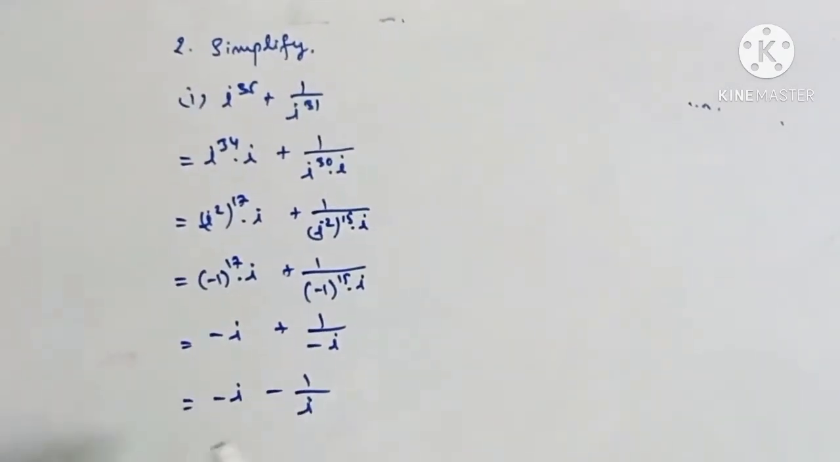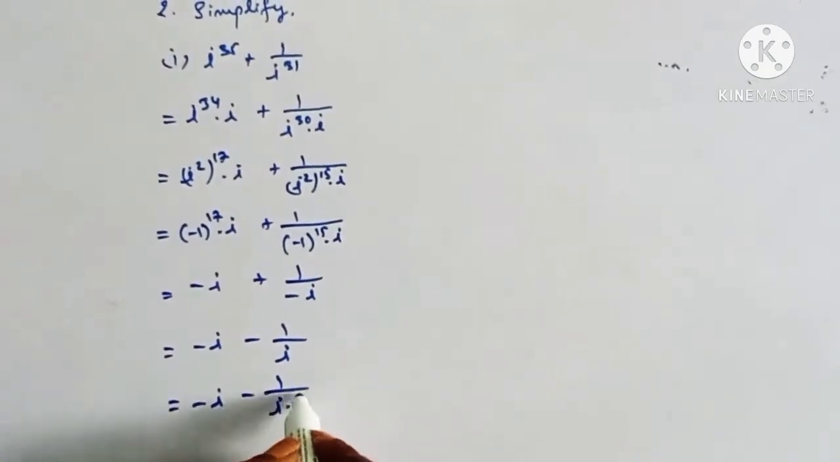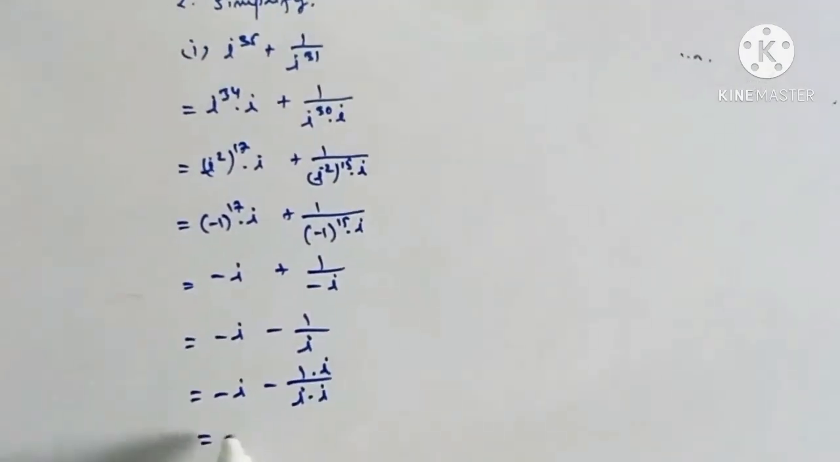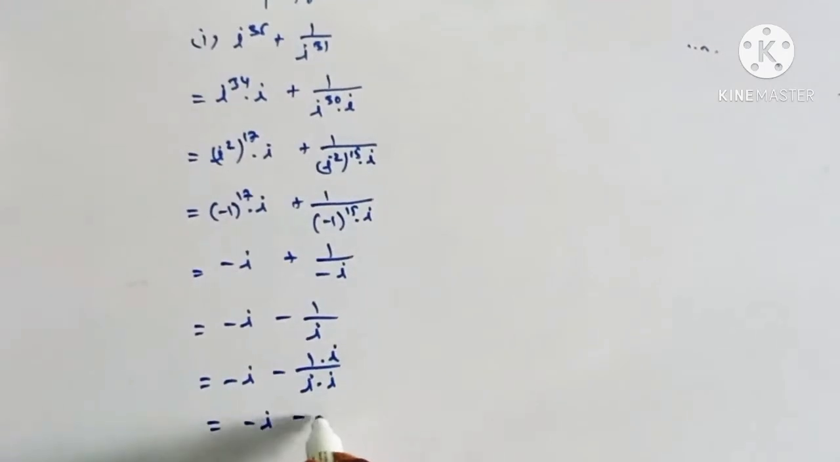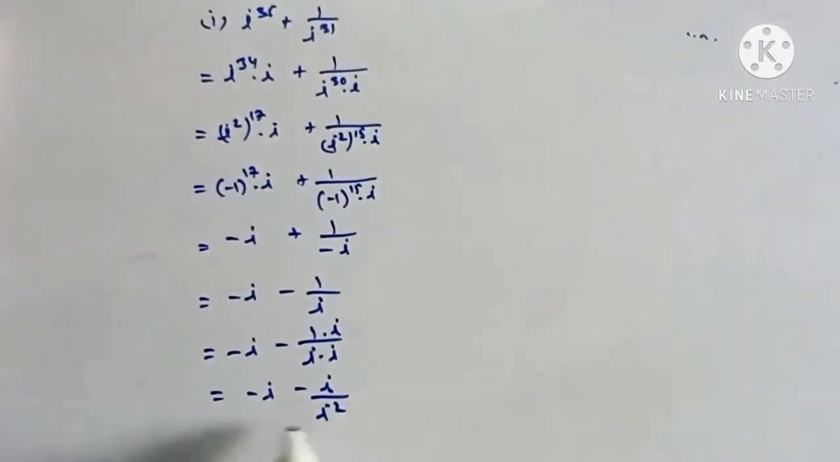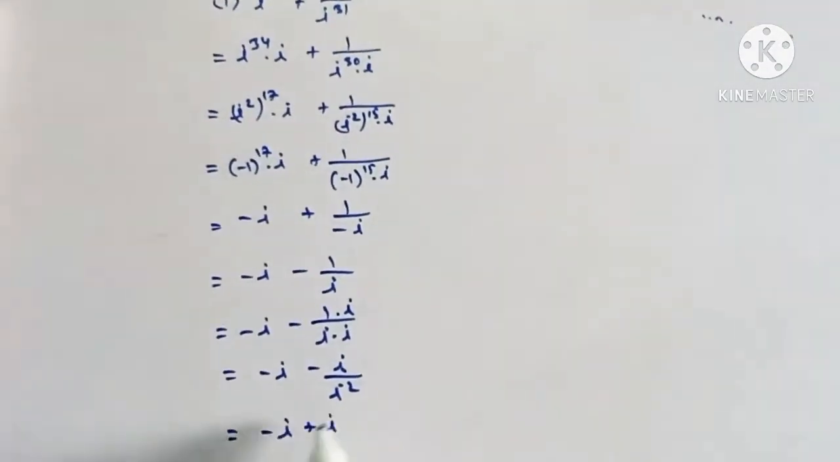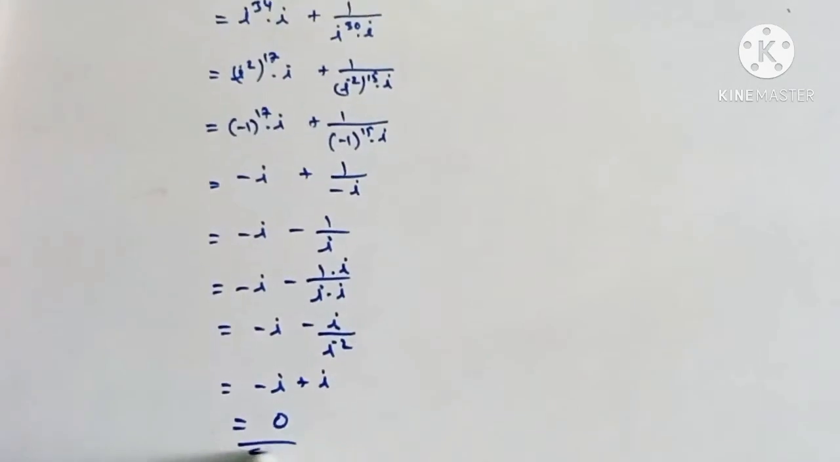We have to rationalize this. Minus i into i into i. So this will be minus i by i square. i square is minus 1, minus i plus i, and so this becomes 0. This is the answer.